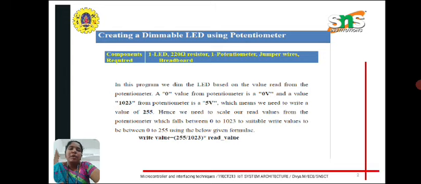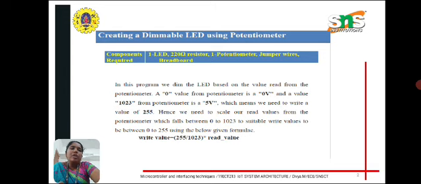This is an example of creating a dimmable LED using a potentiometer to interface analog values with the Arduino. In this program, we are dimming the LED based on the value read from the potentiometer. The potentiometer has a value that ranges from 0 to 1023. A zero value from the potentiometer is 0 volt, and a value of 1023 is 5 volt, which means we need to write a value of 255.